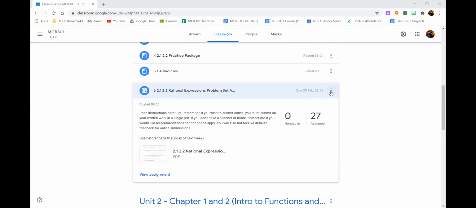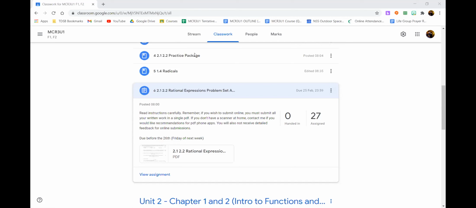But get started ahead of time, especially so that you have the opportunity to ask me questions by coming to office hours, connecting with other people around you, especially if there's some difficulty with a certain question, and so on and so forth. Okay? Give that a shot.